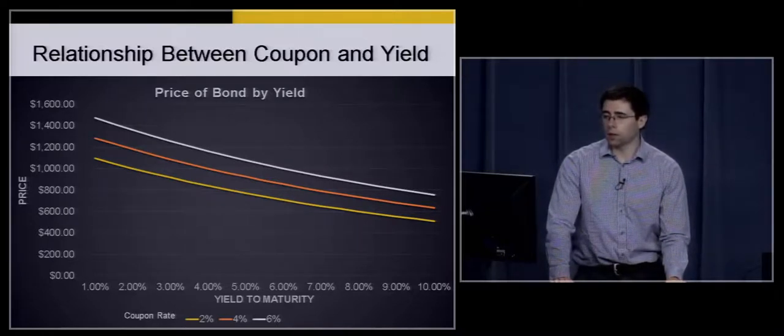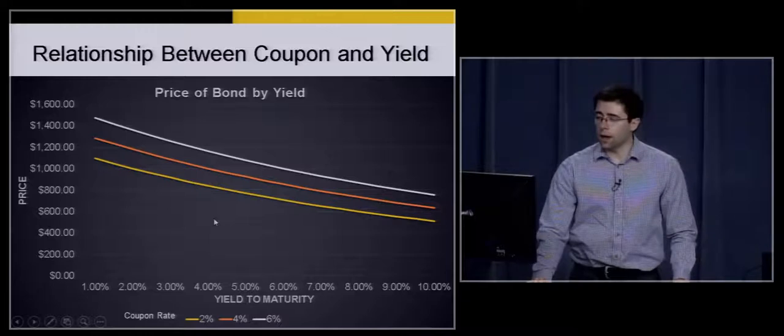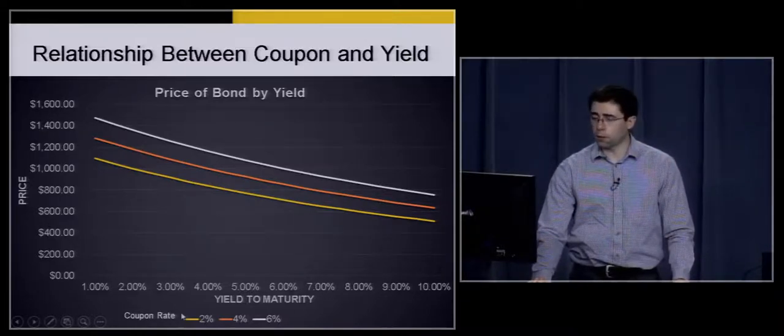All right, so what am I trying to show here? Well, what I'm trying to show here is that there is a very definite negative relationship between the yield or interest rate on a bond and its price. The higher the interest rate, the lower the price. So as interest rates rise, typically bond prices fall. To illustrate that, I've calculated the prices for 3 bonds. One with a coupon rate of 2%, that's the yellow one, one with a coupon rate of 4%, and one with a coupon rate of 6%.